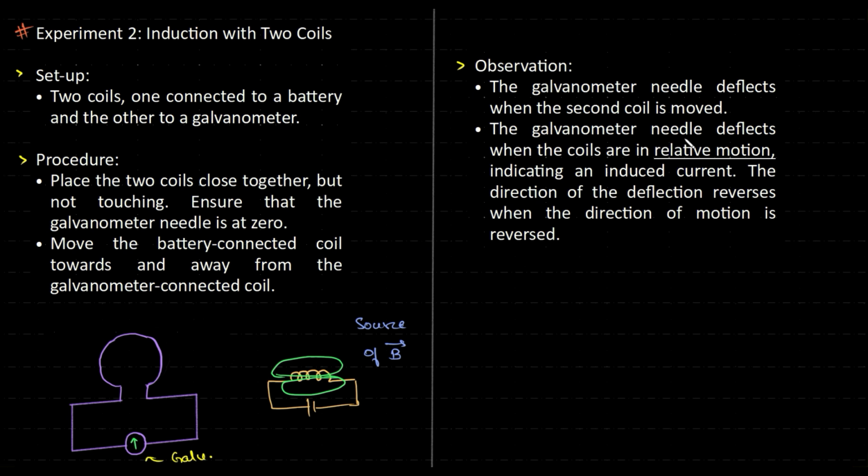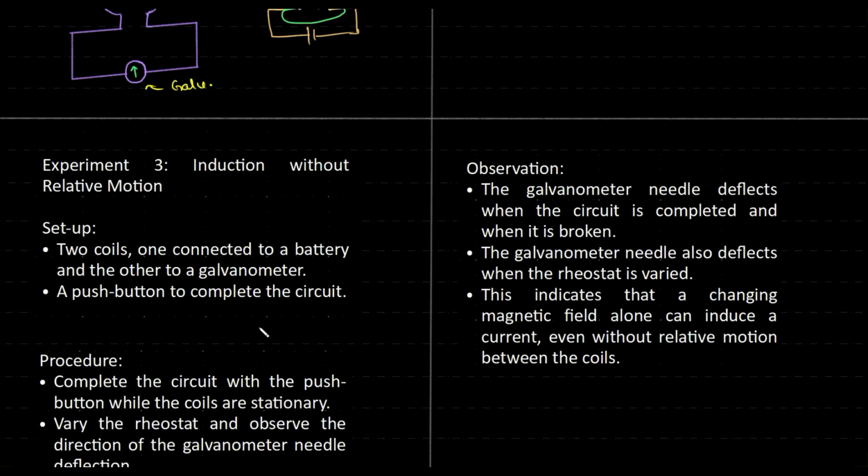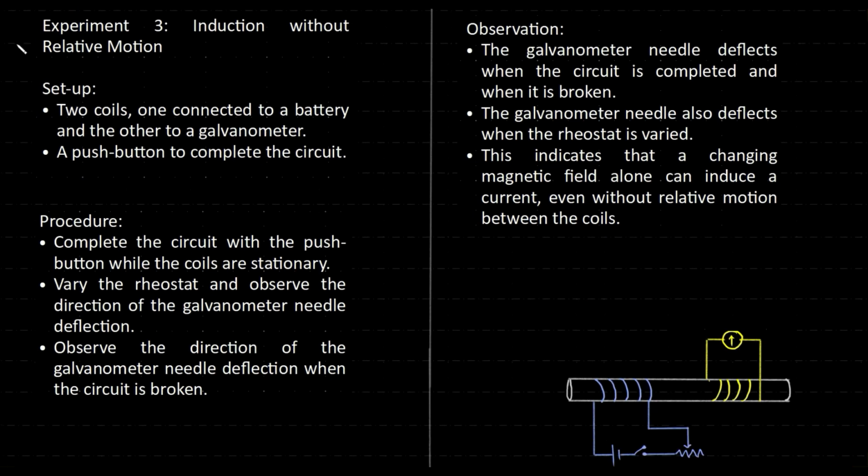So the galvanometer deflects when the coils are in relative motion, indicating an induced current. The direction of the deflection reverses when the direction of the motion is reversed. Same stuff, same observation. Okay, next.